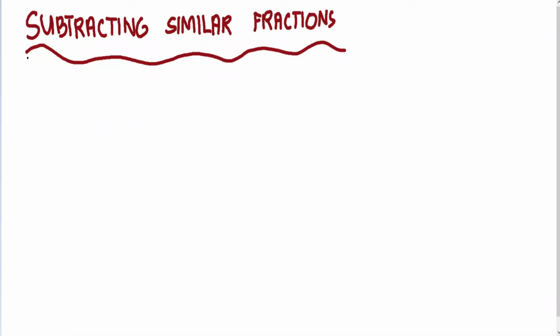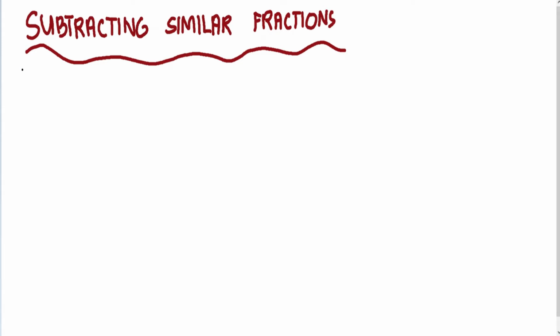Learning subtracting similar fractions is actually the same as learning adding similar fractions. It is just that the operation is different. That is the only thing that is different between adding and subtracting. So in subtracting similar fractions, from the word itself, similar, therefore the denominators have the same number. Let us have an example.